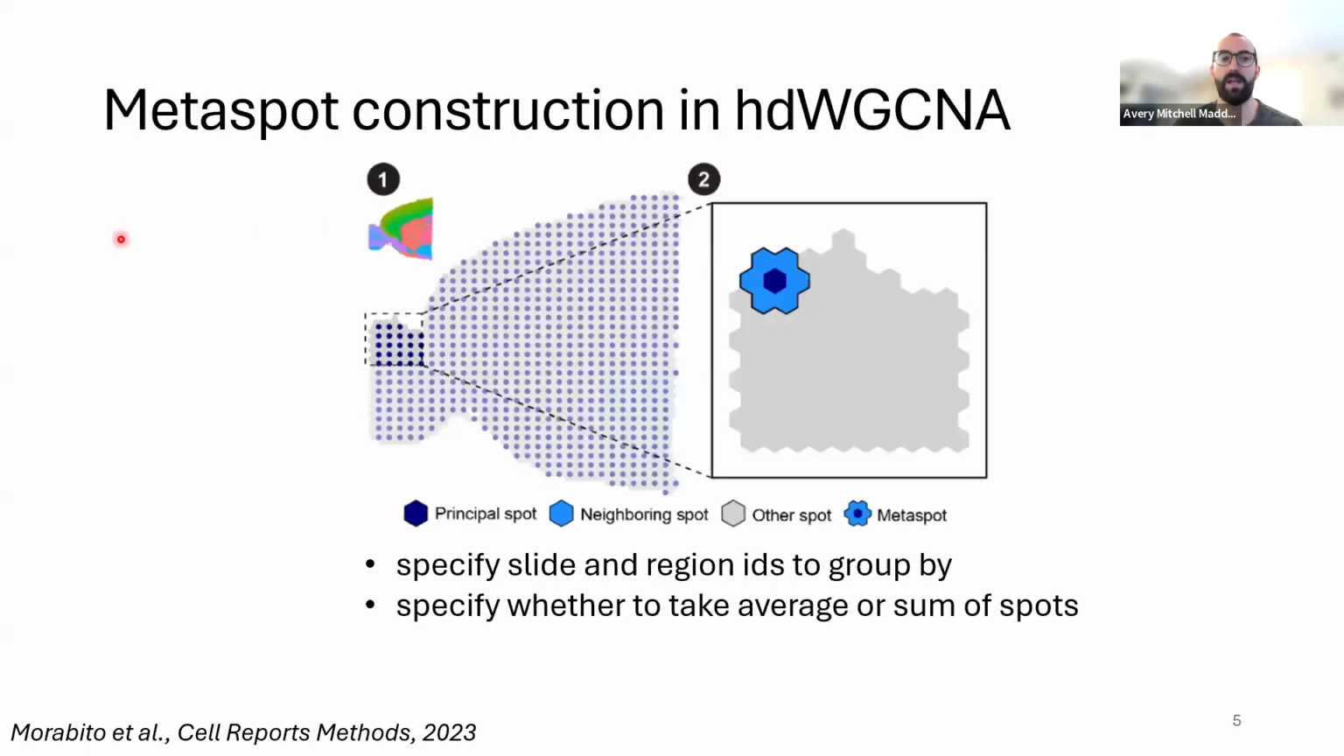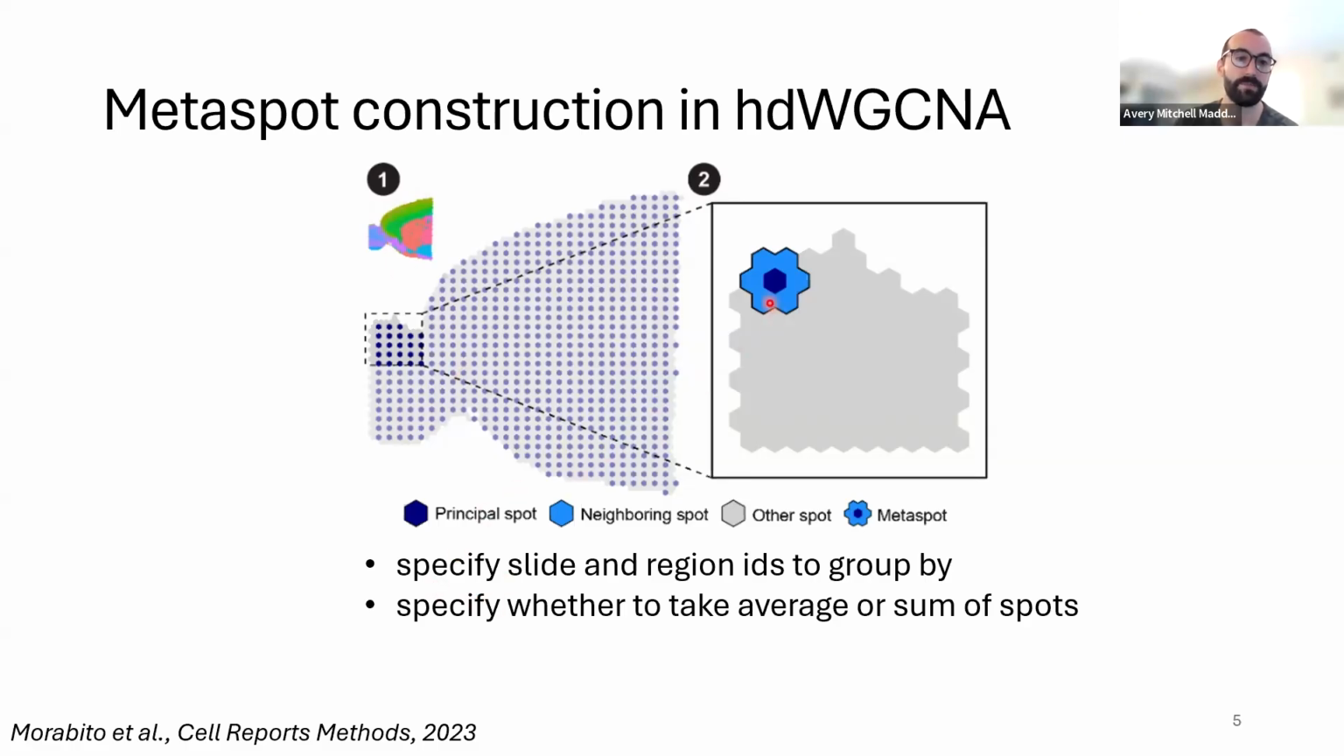So what does that spot construction look like in hdWGCNA? You would have a cut of tissue that you've done Visium sequencing on and annotated specific regions within it. And then you can construct your metaspots specifically within the bounds of those regions. So you don't have to worry about metaspots containing a little bit of two regions if you don't want that to happen.